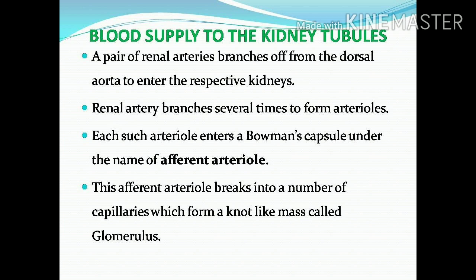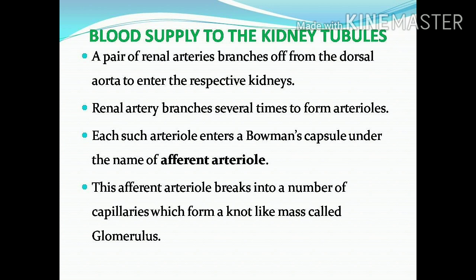You know, the aorta divides to form arteries. An artery again divides to form arterioles. So here the arteriole supplies the blood to the inside of the nephron region. Each such arteriole enters a Bowman's capsule under the name afferent arteriole. So when the renal artery enters inside the kidney region and again divides, it forms an arteriole. That arteriole is called the afferent arteriole.